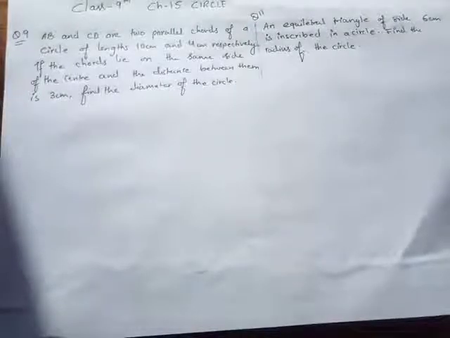AB and CD are two parallel chords of a circle of length 10 centimeter and 4 centimeter respectively. So both of them, 10 centimeter and 4 centimeter, are chords. If the chords lie on the same side of the center and the distance between them is 3 centimeter, find the diameter of the circle.